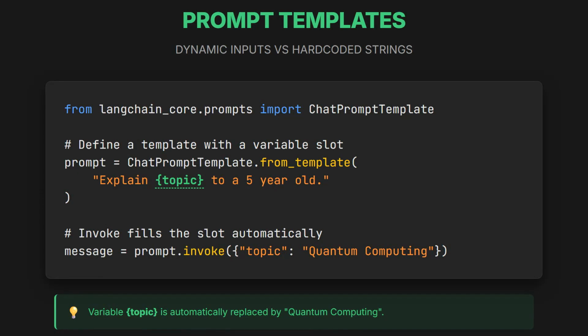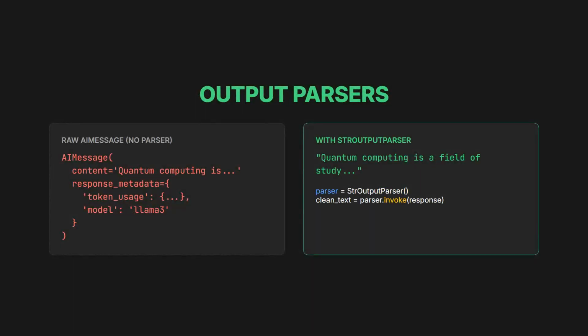LangChain automatically handles the formatting, ensuring your prompt is constructed perfectly every time. This is the foundation of reusable AI components. Now we have a small problem. When the model replies, it doesn't just give us text, it gives us a complex AI message object. It has content, metadata, token usage stats, and more. Most of the time, our application just needs the clean string to show to the user.